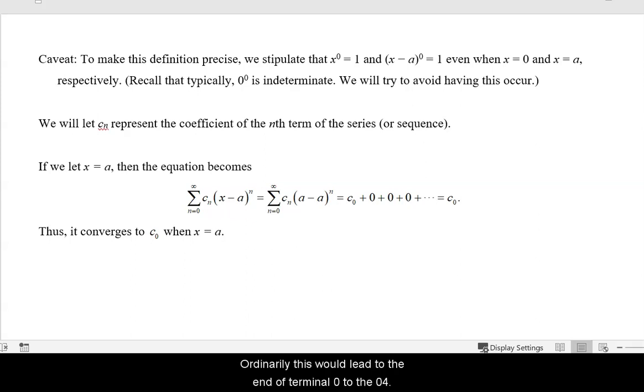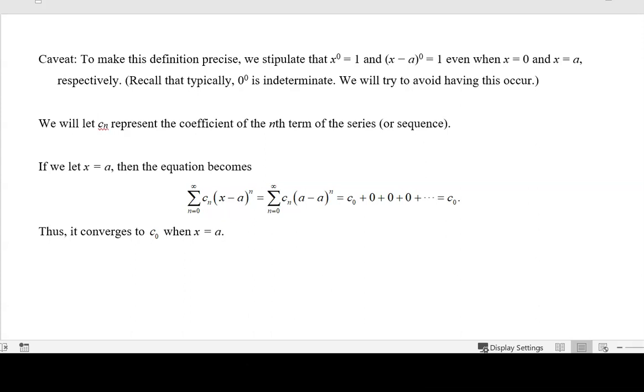Ordinarily, this would lead to the indeterminate 0 to the 0 form. We're going to try to avoid having this occur, since if you know that it is 0, then you probably don't need a series at all. But in this case, we do need to make it clear that we have to have this understanding to have it work.